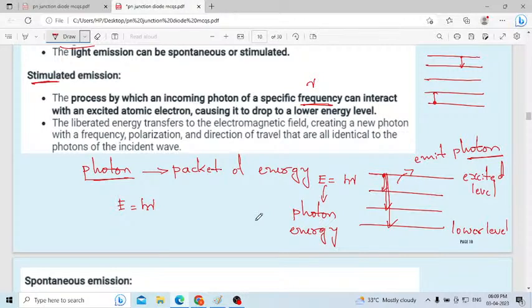This emission we will consider as stimulated, meaning initiated. Otherwise, if I do not give energy to this electron, that electron will remain in that state only. It will not move anywhere, it will remain at that level only. Okay.